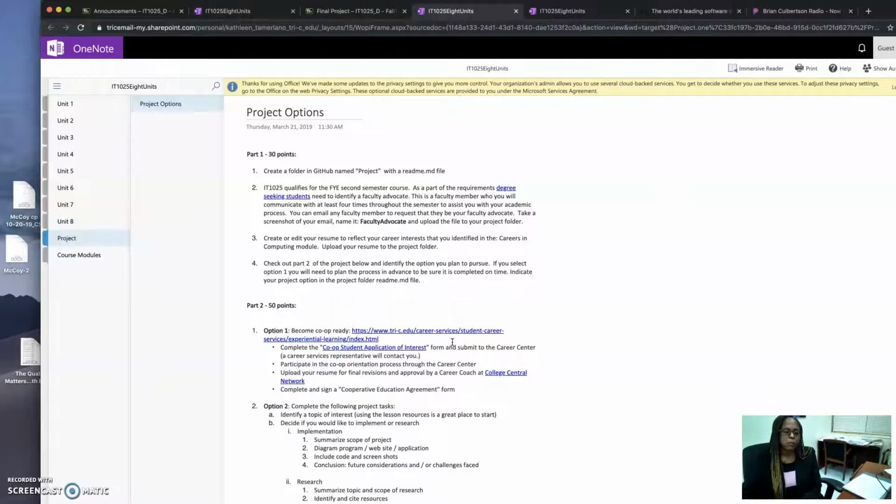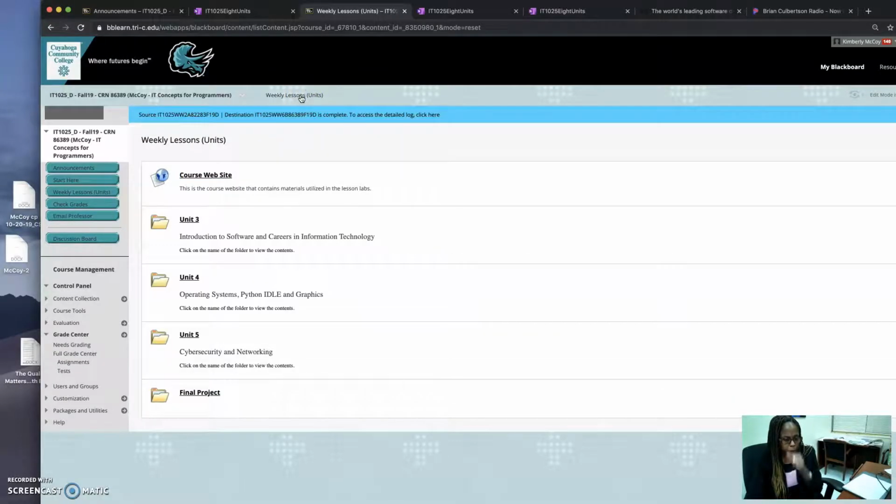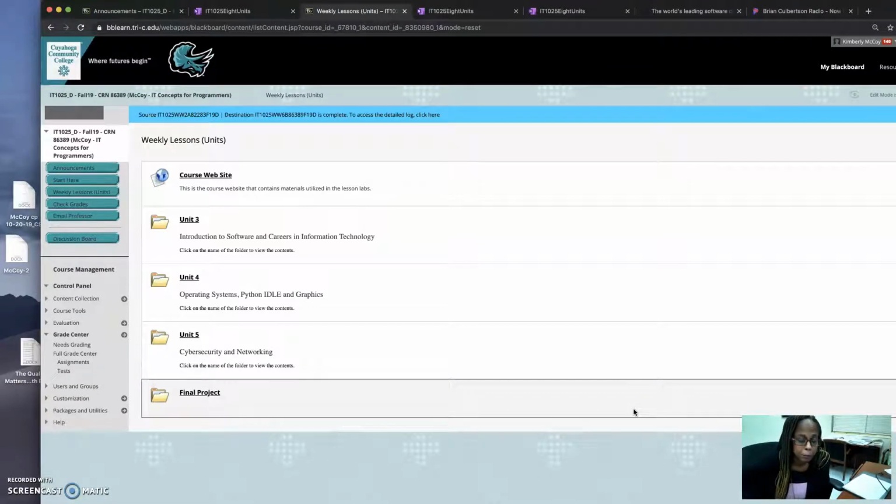For both projects, a resume is part of the assignment, which is why I have examples of basic resumes available, in case you haven't had a job or don't have a lot of experience. You can use these to work on how to set up your resume. Go ahead and take a look at that, so you can at least get an idea and start thinking about what you would like to do for your final. Looking at my notes here, I think that's all that I have.